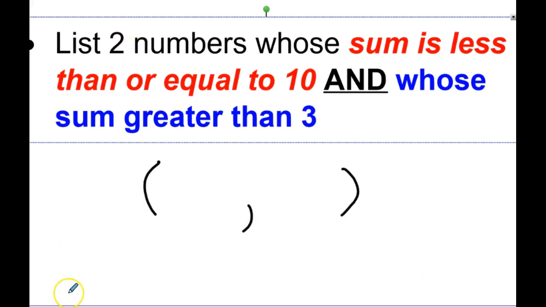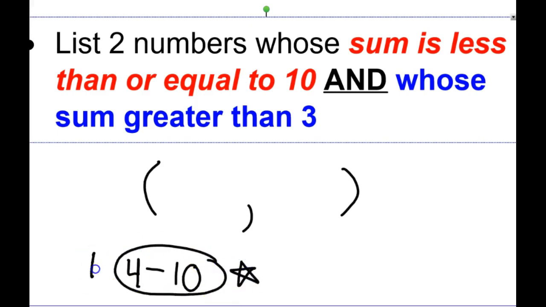Take a moment to pause this video again and see if you can find maybe one solution that will fit this description. And so basically what you need to do is have a number that is, whole number wise, anywhere between 4 to 10. So as long as you have something in that range, you're going to be okay. So for example, I could do 2 and 3. 2 plus 3 is 5. 5 is less than or equal to 10, and 5 is also greater than 3.